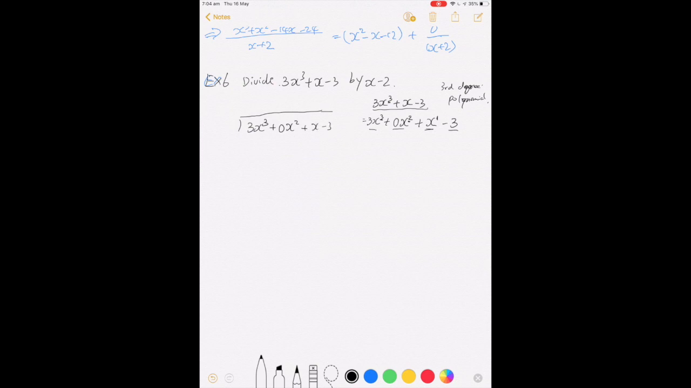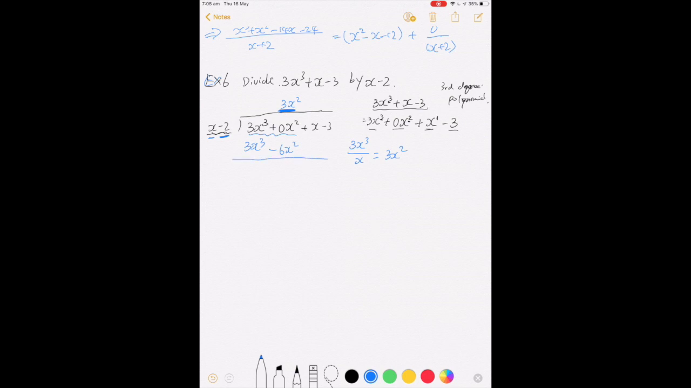Plus x minus 3, and then we have x minus 2 as our divisor. Because your divisor is 2-term, we focus on the first term first. The highest power term of the dividend, 3x cubed, divided by the highest power term of the divisor, x, gives 3x squared. So 3x squared times x gives 3x cubed, and minus 2 times 3x squared gives negative 6x squared.